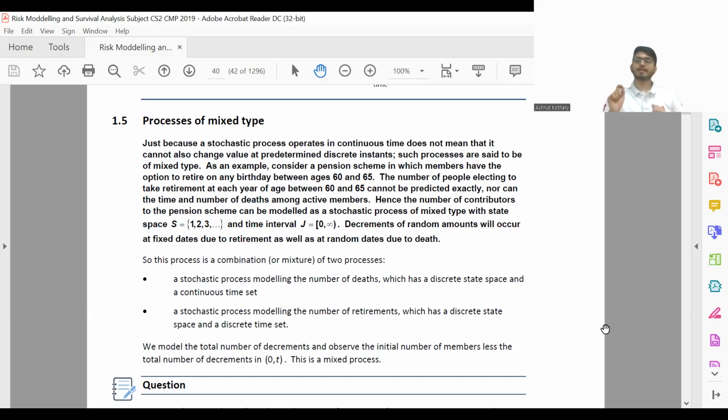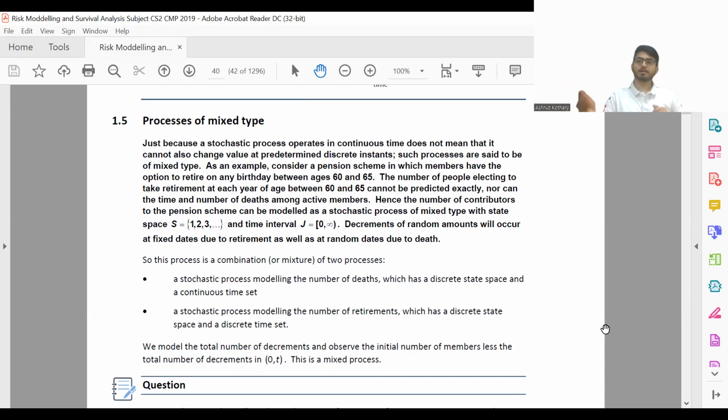But students can leave only at integer points of time. That is, only at either 9 a.m. or 10 a.m. or 11 a.m. or 12 p.m., 1 p.m., and so on. They cannot leave midway. So now when you look at this process, my observation is the number of students in the classroom. This is composed of two processes. One, the number of students entering the classroom. Second, the number of students leaving the classroom.